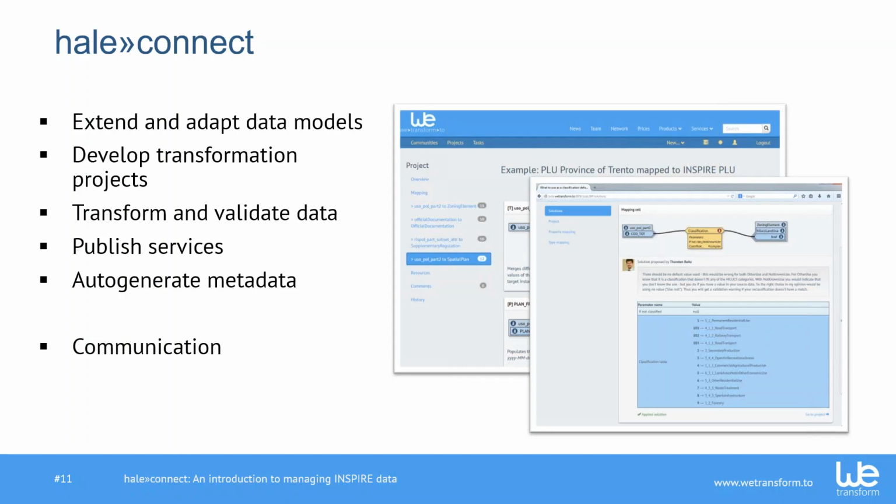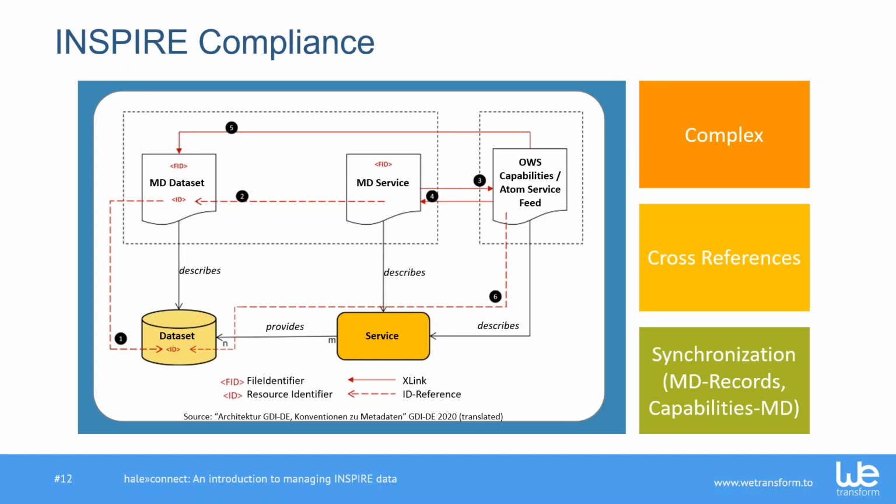You can also use it to collaboratively develop transformation projects online, where you can use communication tools to discuss them and work on their development. You can use the platform to transform and validate the data, so you can execute your online transformations on Hale Connect, as well as validate them using various test suites. You can use it to publish network services, so you can publish your OGC and INSPIRE compliant view and download services.